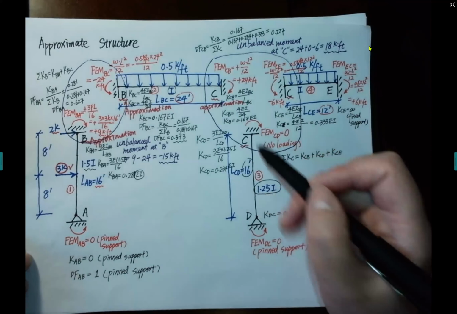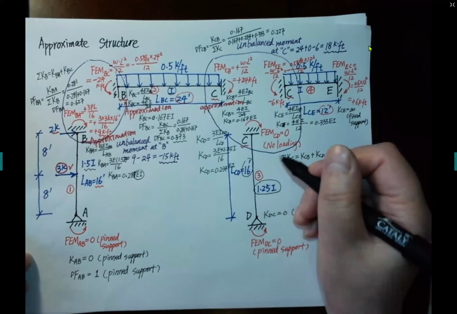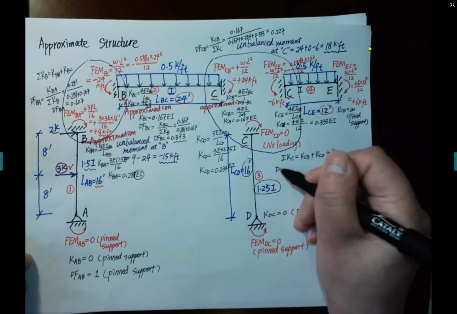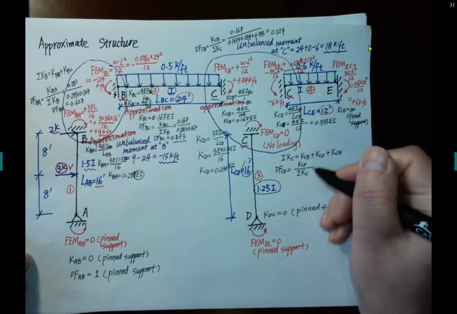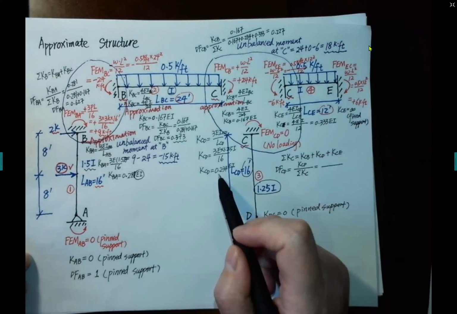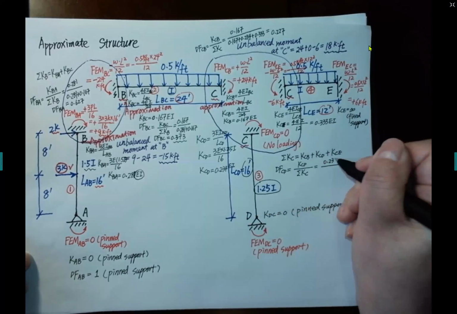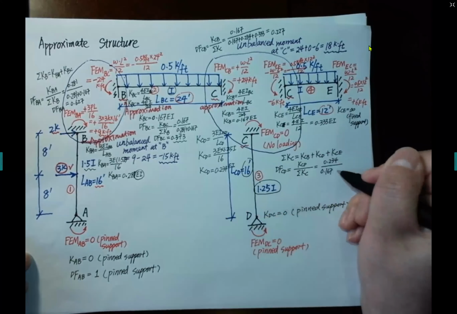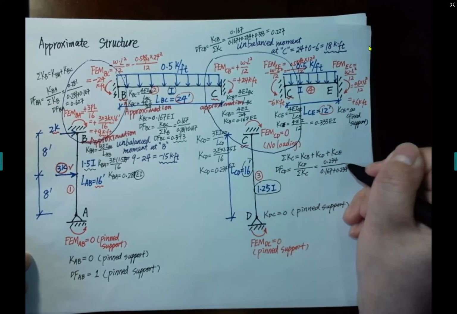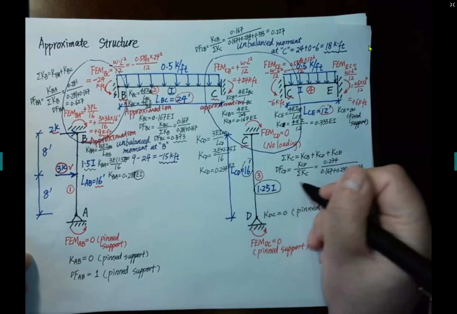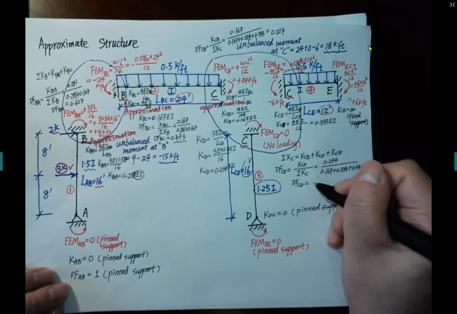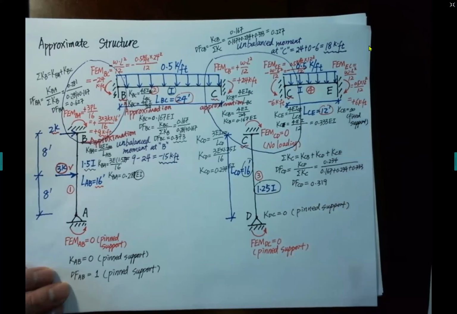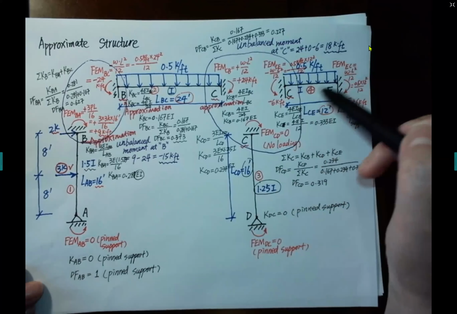Then move to member CD. We get the distribution factor for CD equals KCD over the total stiffness at joint C. Then we get 0.234 divided by the total, 0.167 plus 0.234 plus 0.333, and get the distribution factor for CD equals 0.319.